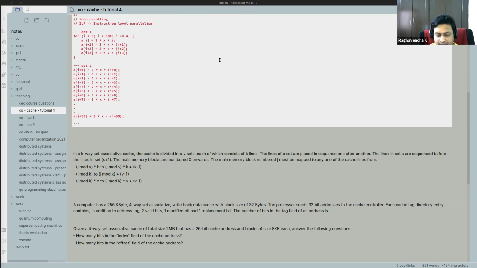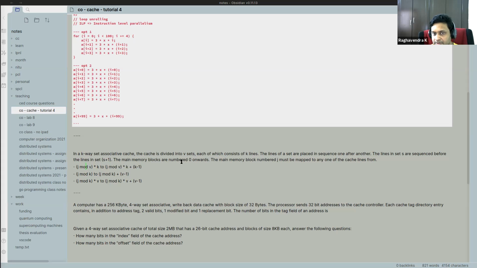Now, if you have, say, 10 sets and you are bringing a block address, what will you do J mod with? 10, right? So that's what you are doing, J mod V. And then there are k lines, so you have to go up to the k lines. Now the question says these lines in set S are sequenced before lines in set S plus 1. That is already given to you.